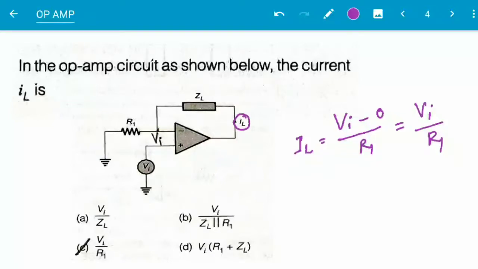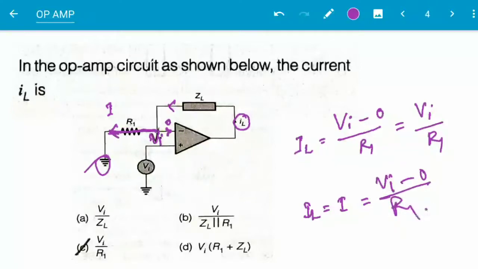Because the current flowing here, suppose I, will be equal to the current flowing here, because no current will enter into the op-amp. So IL will be equal to I, and I will be equal to Vi minus ground voltage, that is 0 here, by R1 resistance. This is the answer, Vi by R1.